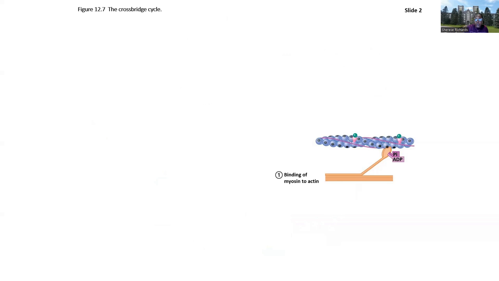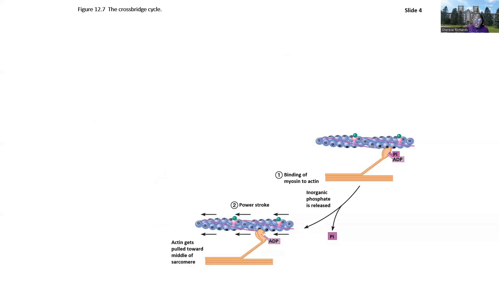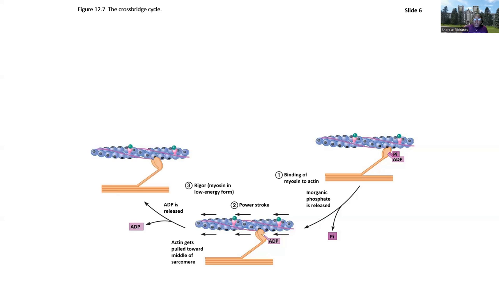So let's go over those steps one more time. So we've got myosin engage with actin, release of that inorganic phosphate, the second phase, which is the power stroke, the dragging of that actin towards the M line. Now we've released the ADP. And then here we've got myosin still stuck to actin, because here it's still in its low energy form. This is where we get rigor from. So rigor is when myosin is in its low energy form, excuse me, not high energy, but low energy form, and it doesn't want to release the actin.